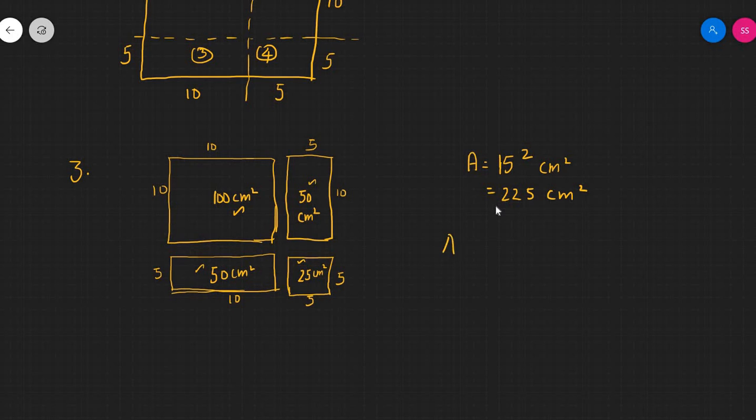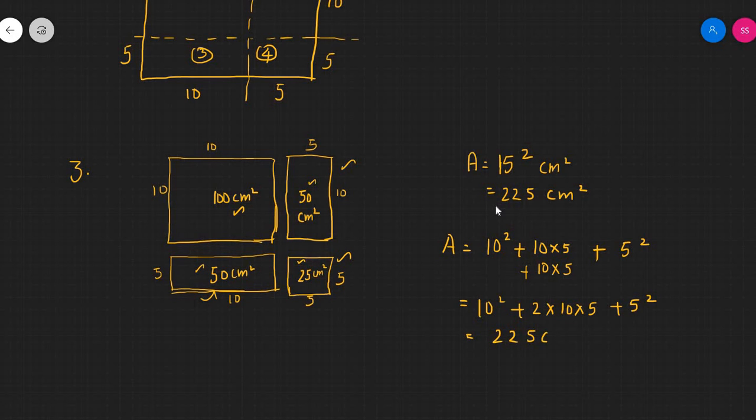So your net area is, for the different parts, 10 squared plus 10 into 5. That's for this. And then you have another 10 into 5 here, plus 10 into 5, plus you have 5 squared here. So what you have is 10 squared plus 2 into 10 into 5 plus 5 squared. And that area would again be 225 square centimeters.